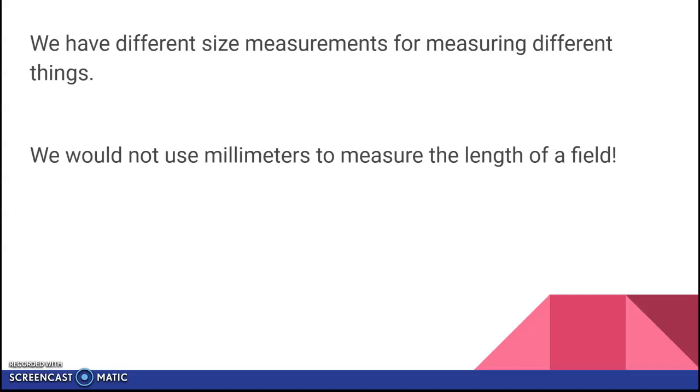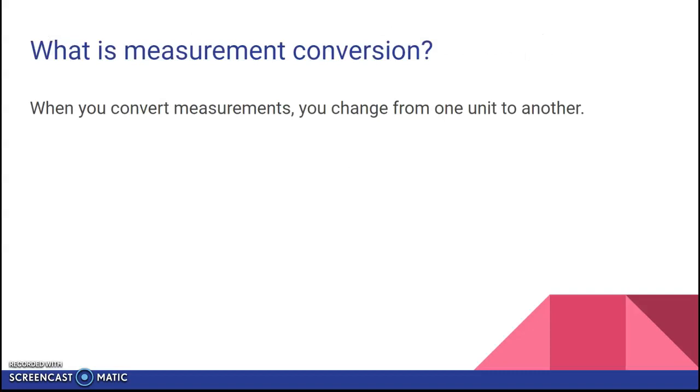We have different size measurements for measuring different things. We would not use millimeters to measure the length of a field. So what exactly is measurement conversion? When you convert measurements, you change from one unit to another, like feet to yards, and vice versa.